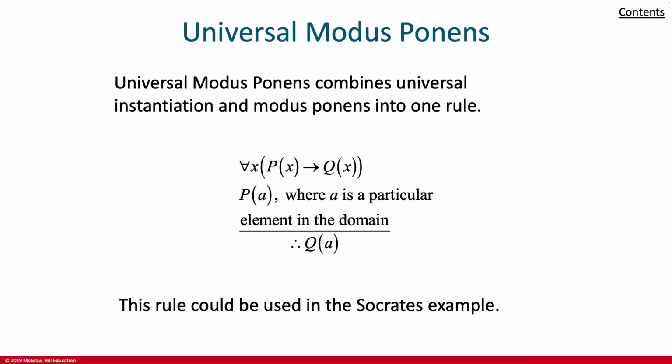We have the universal modus ponens. The universal modus ponens combines a universal instantiation and modus ponens into one rule. And so this rule could be used in the Socrates example. So that's an example of a place where it could be utilized.